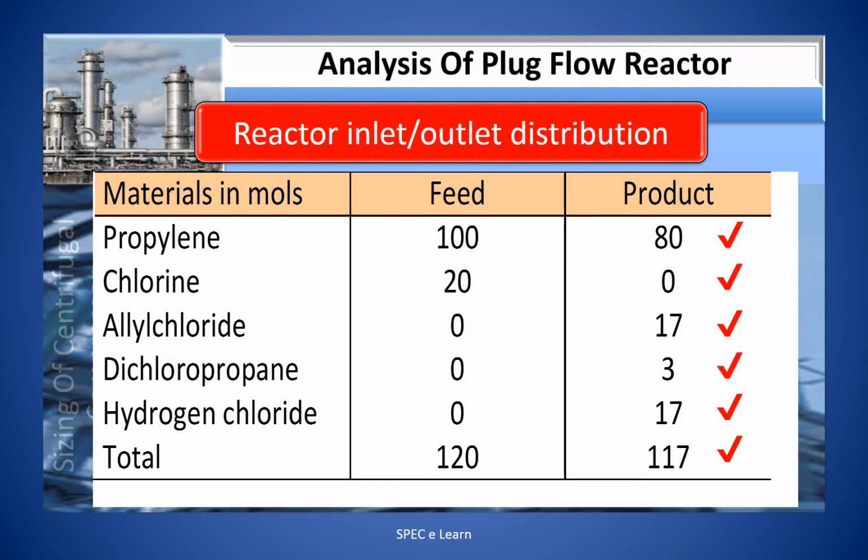The total moles will not match in this case between the product and the feed, because if you look at reaction 2, 1 mole of chlorine and 1 mole of propylene react to form 1 mole of dichloropropane, which means 2 moles give you only 1 mole. So there is a reduction in the number of moles. So in terms of mole balance, the feed and the product will not match. But if you look at the mass balance, it will match.